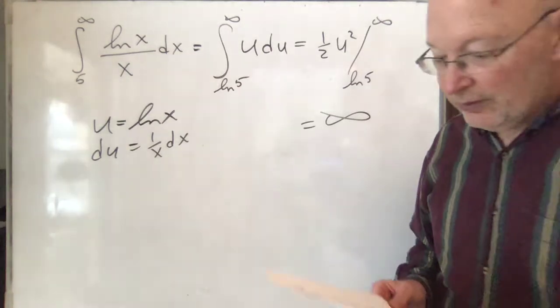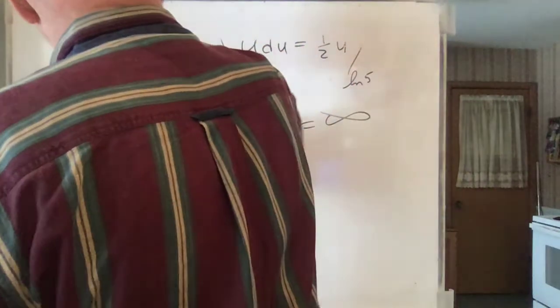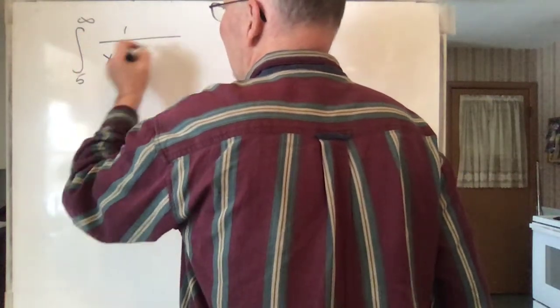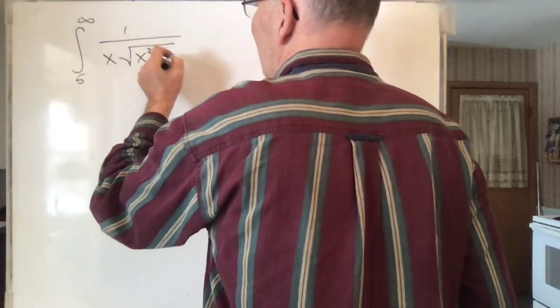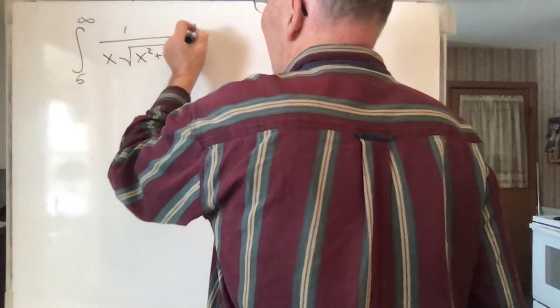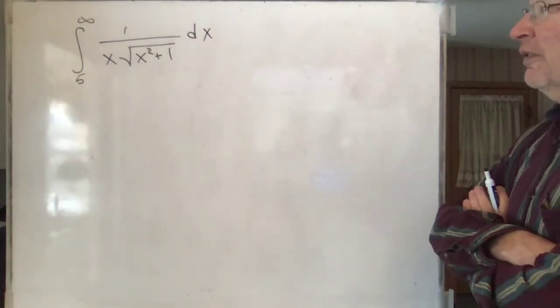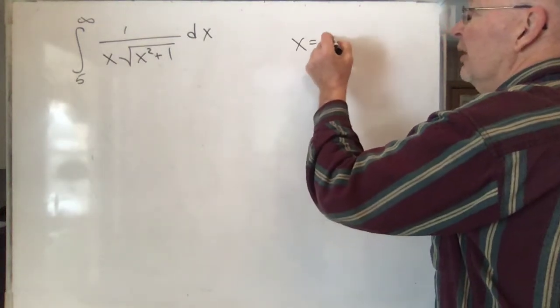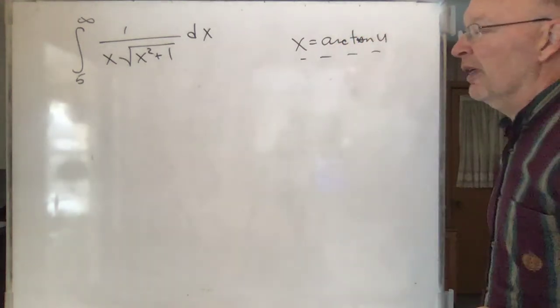Okay, let's see if there's any others I want to do here. Here are some other ones. Okay, does that look familiar? That's the kind of function we could have used the arctangent substitution for, right? Let x be equal to arctan of u. And if you want to, you can go through that whole process.